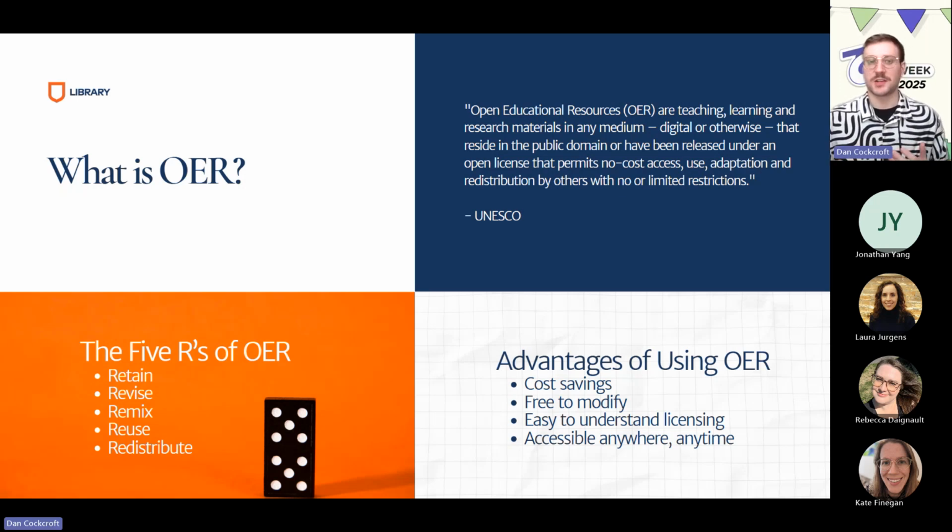So if you're not sure if something counts as OER, we'll talk about the license afterwards and how you can interpret that. But you can also use the 5 R's of OER to get a gauge. An OER will allow you to retain copies, revise it, so modify it like we mentioned, remix it, so taking different portions of different OER and mixing them together, reuse the content, and redistribute or share the content.